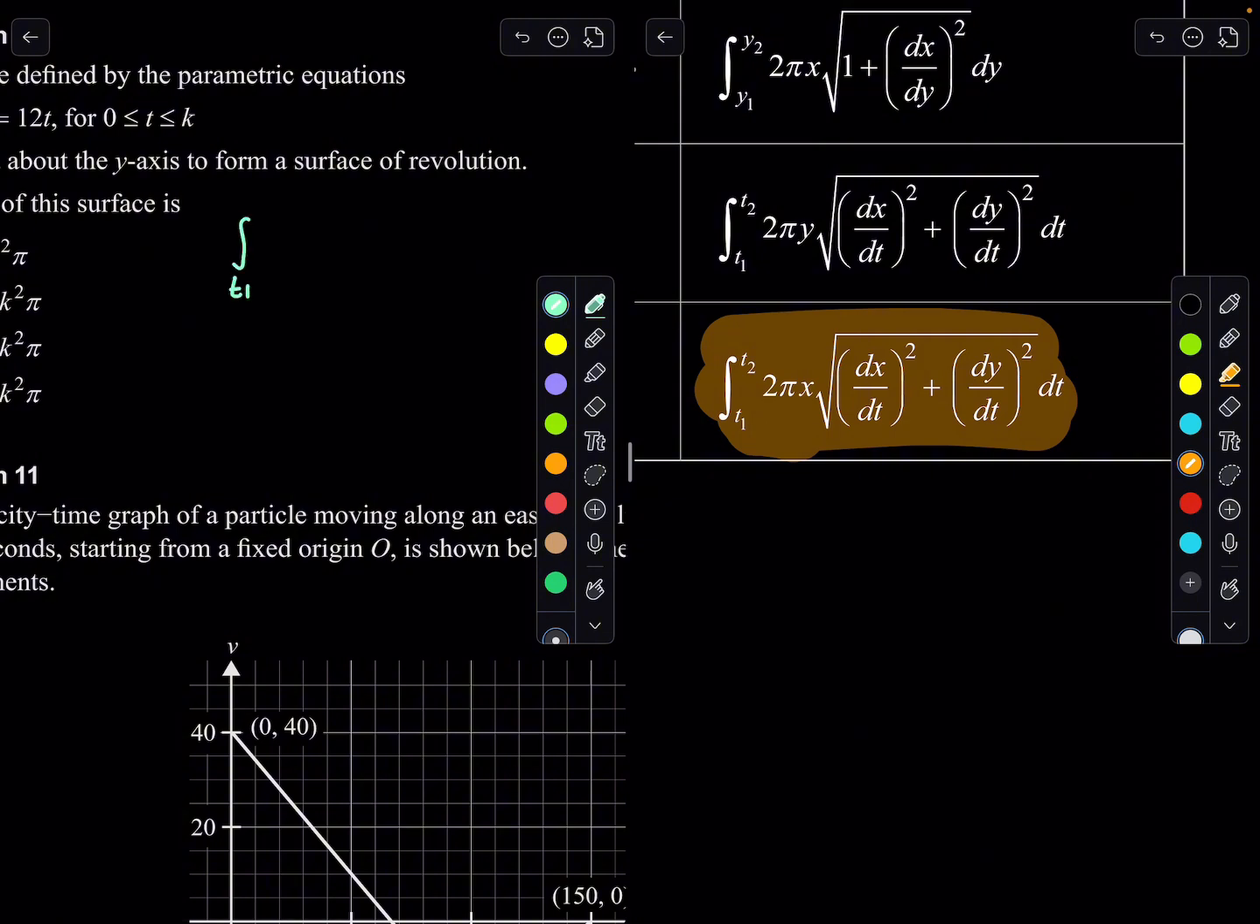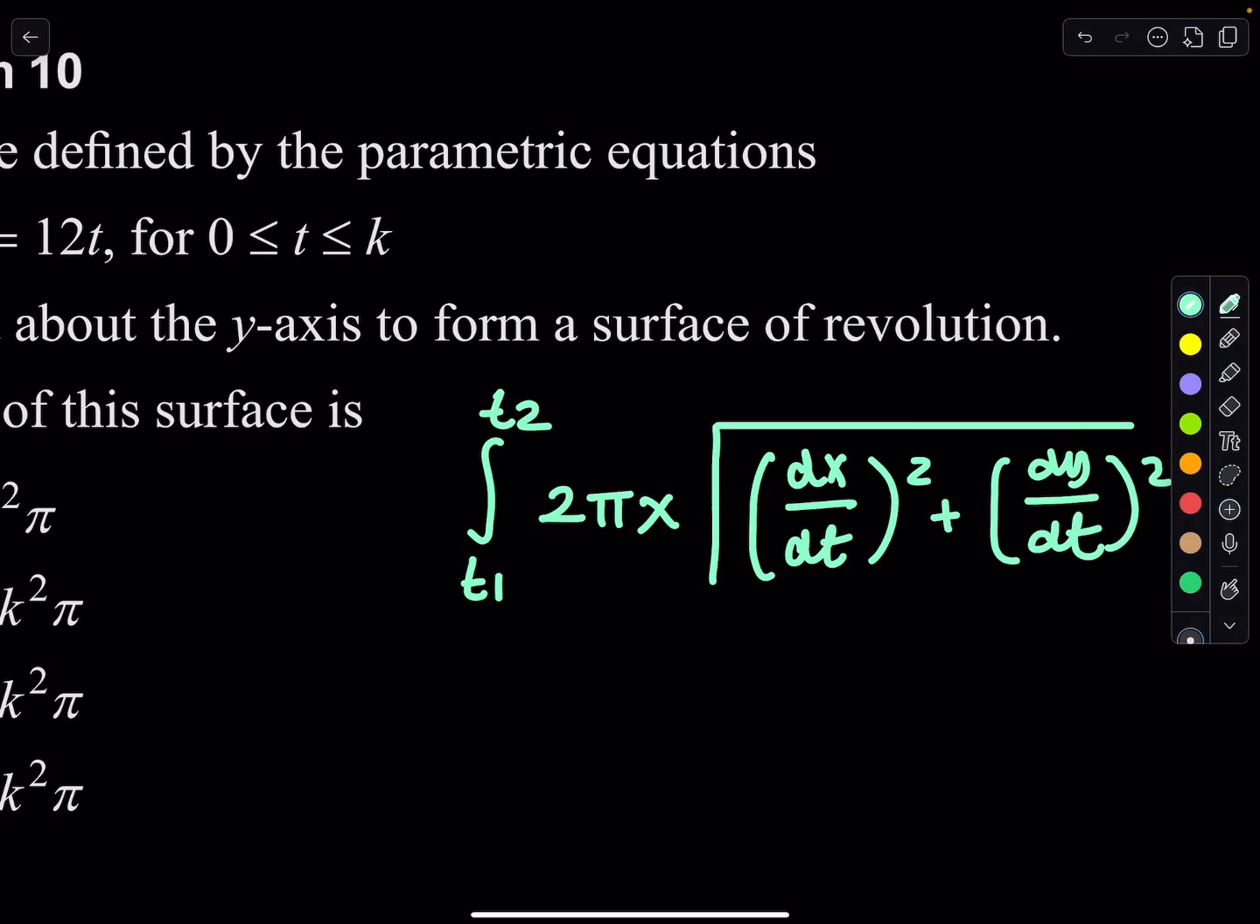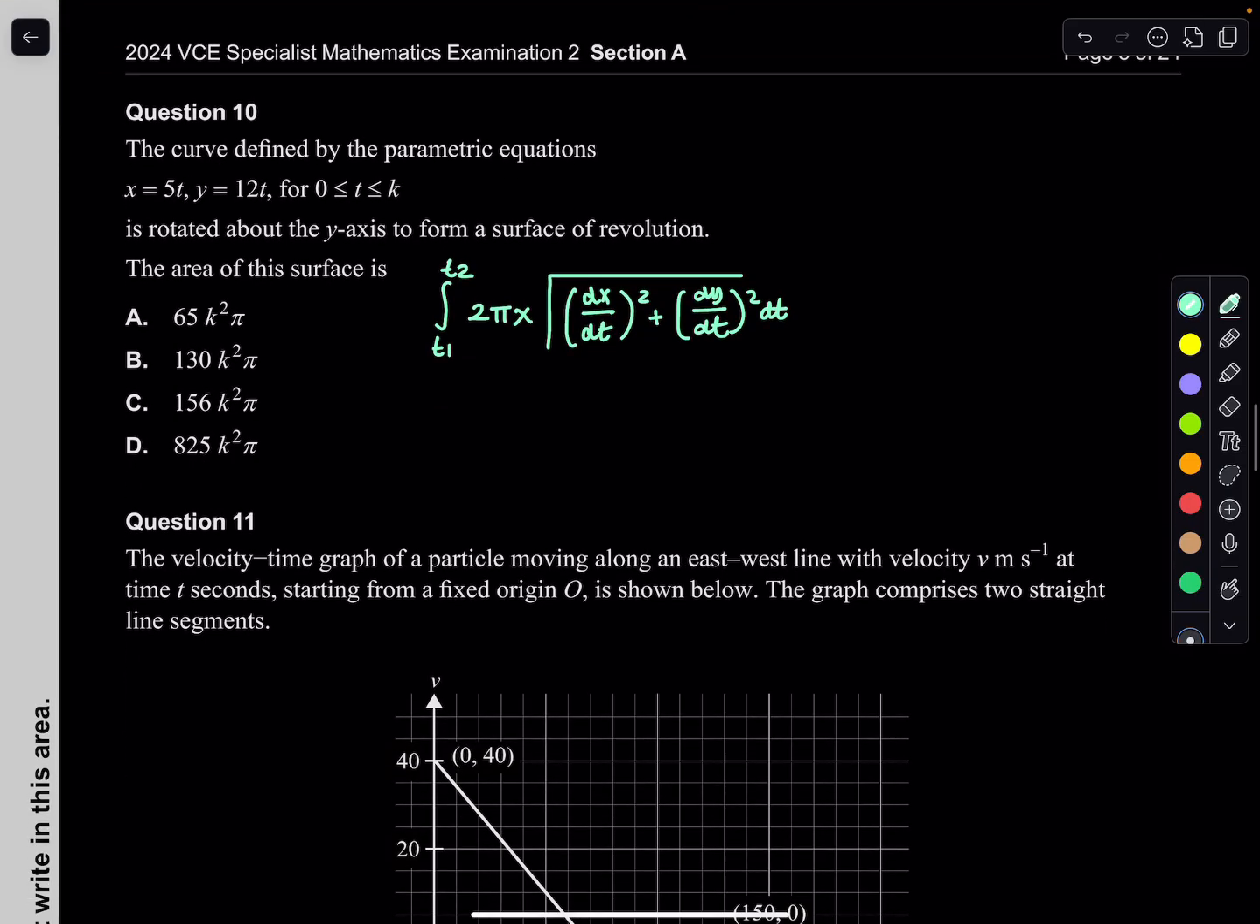So T1, T2, 2 pi x, square root, dx dt squared, dy dt squared, dt. Beautiful. Let's put that back where it was, and let's use this to our advantage. So what's our T1? Well, we're going from 0 to k. So 2 pi, what's our x value? Our x value is 5t.